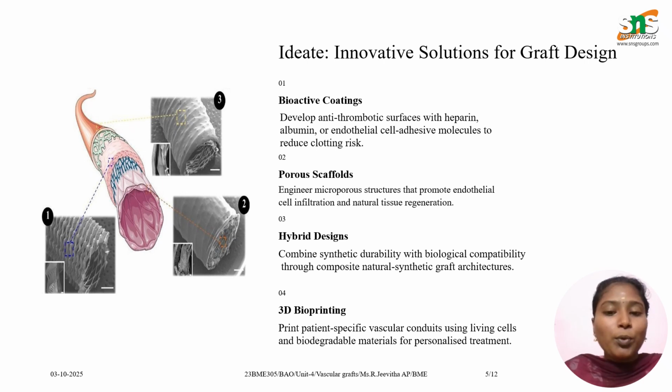The second one is porous scaffolds. The engineered microporous structures promote endothelial cell infiltration and natural tissue regeneration. Sometimes hybrid designs, natural with synthetic grafts or textures, are also used. And we also use 3D bioprinting to create a very good vascular graft.